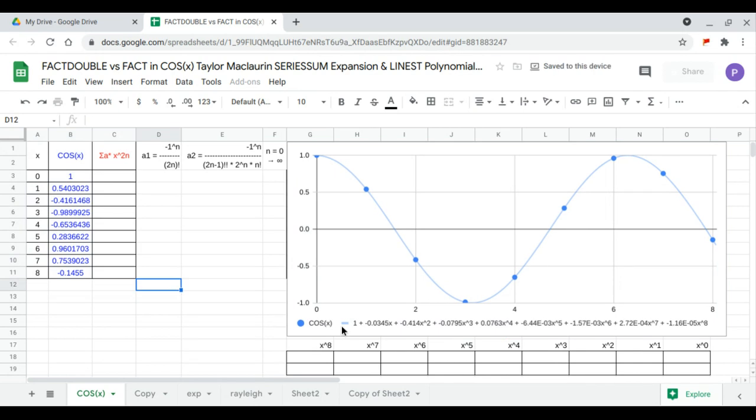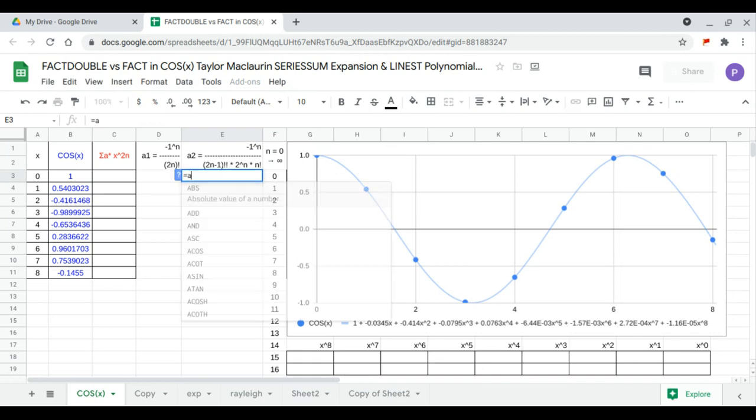Next, we generate the Taylor series expansion of cosine. So we begin with the formula, the summation of a times x to the power 2n. A comes in two forms, the factorial, which is negative 1 to the power n over 2n factorial, and the double factorial, negative 1 to the power n over double factorial 2n minus 1 times 2 to the power n times factorial n. And the value of n is 0 to infinity, so we can use up to 16. Still good enough.